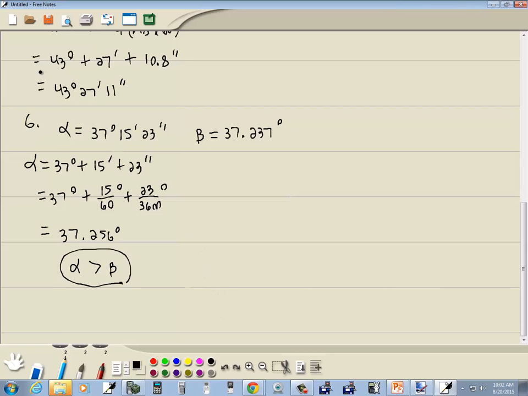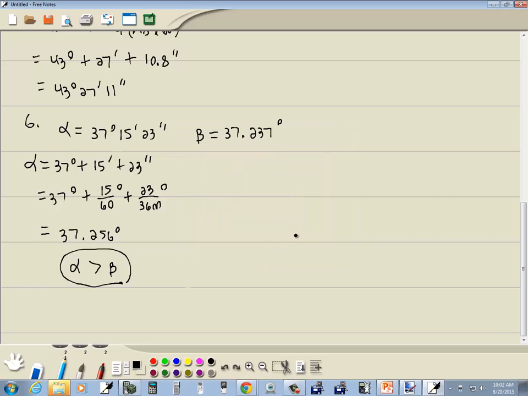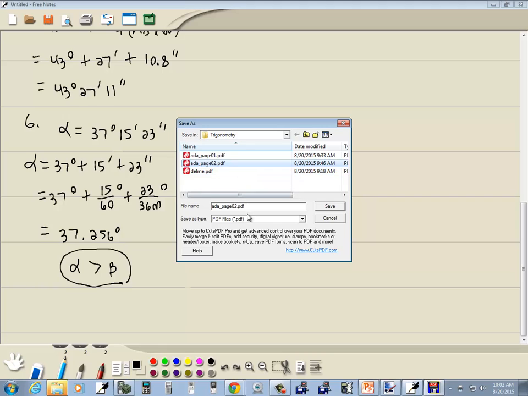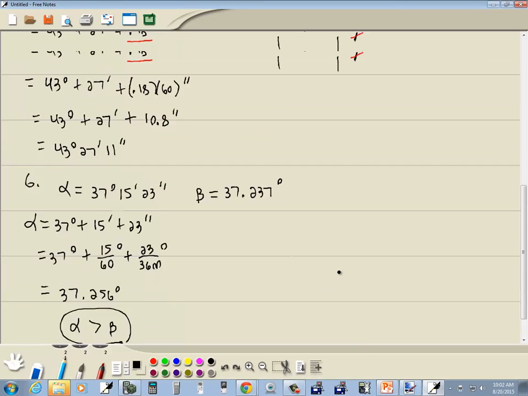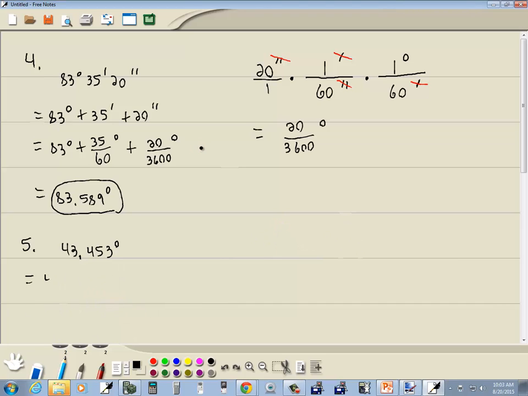Okay, let me save this. And now let me wipe out this. Doing a Control Z will clean out the page.